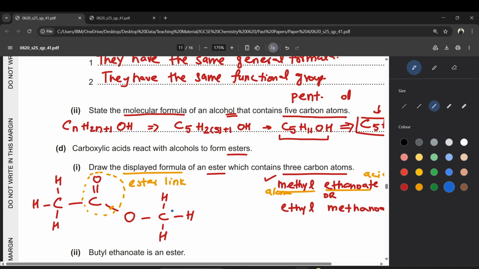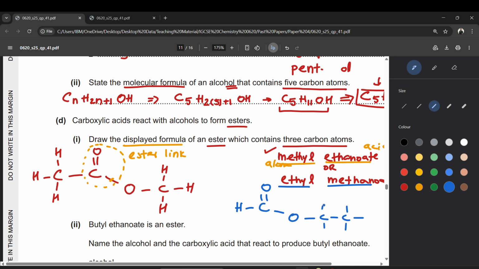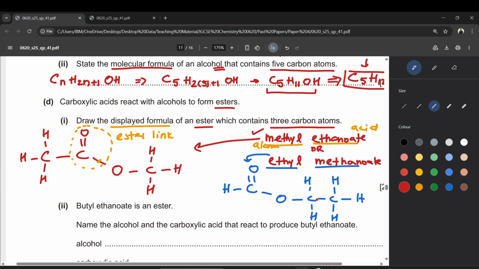The second possible answer could be that I'm using methanoic acid for this part and ethanol as my alcohol, so in that case my structure should look like this. This is the acid part of the ester, combined with the alcohol part of the ester. So this would be the structure of ethanol, except that it has lost its hydrogen and the methanoic acid has lost its OH. Okay, so this is one possible answer, and this is the second possible answer. I hope that this is clear.